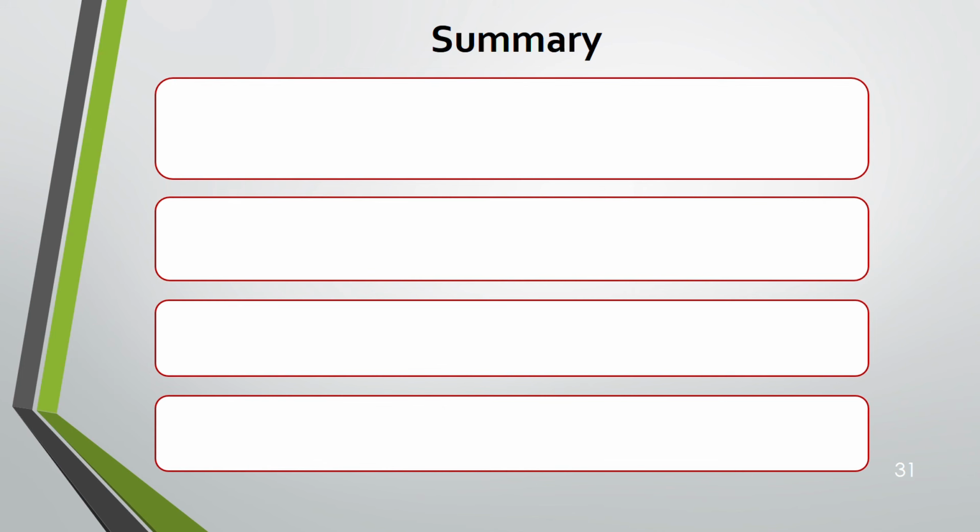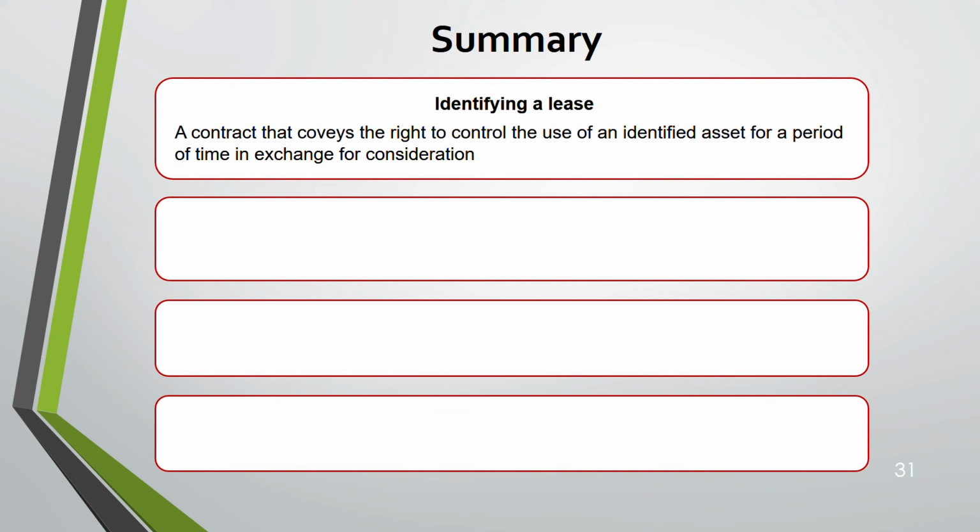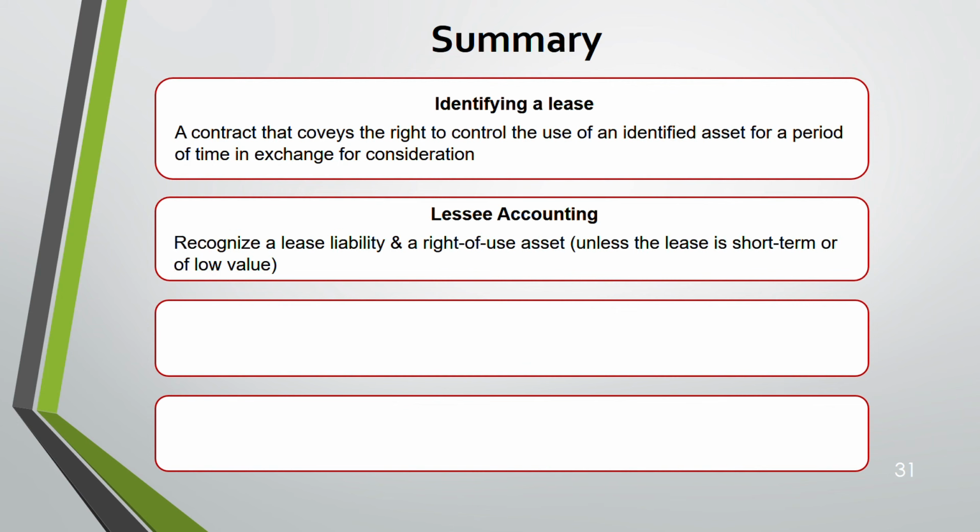So that's it for IFRS 16. Now let's summarize what we have discussed. We started with identifying a lease in the contract. That means a right to use an asset for a certain period of time, and you are paying a consideration for using it. That is the meaning of a lease. Sometimes in a contract there could be a lease component or a non-lease component. Lessee accounting means you recognize a right of use asset and lease liability, unless there's an exception: the lease is short term, that is 12 months or less, or of low value, like phones, tablets or PCs.